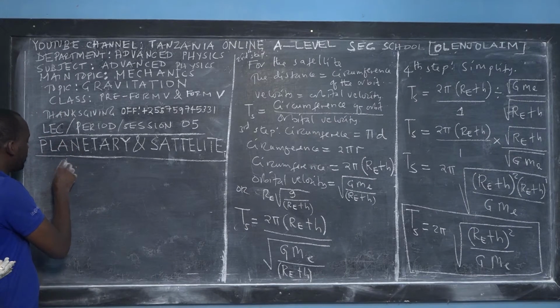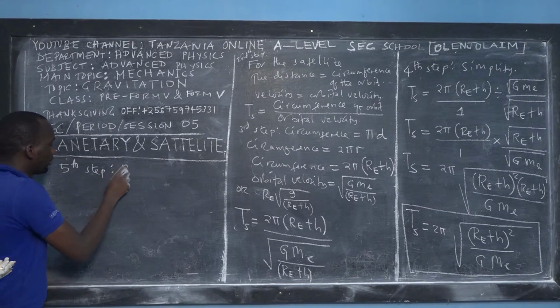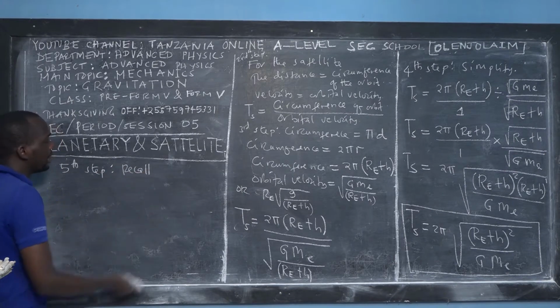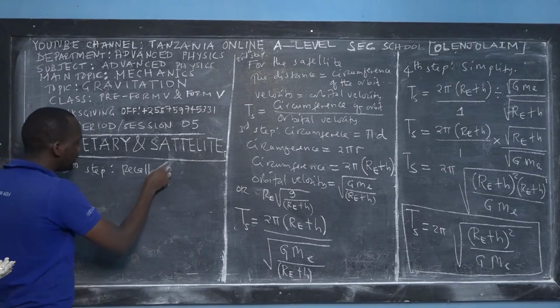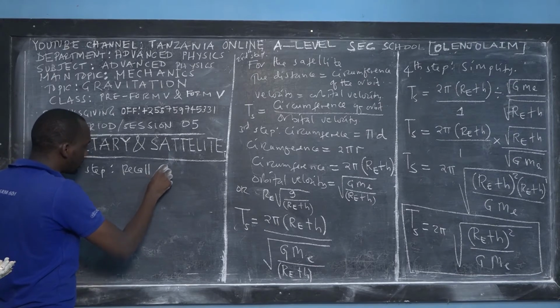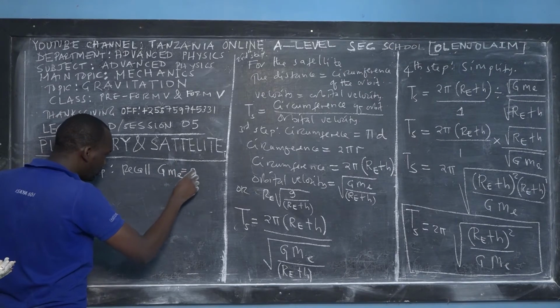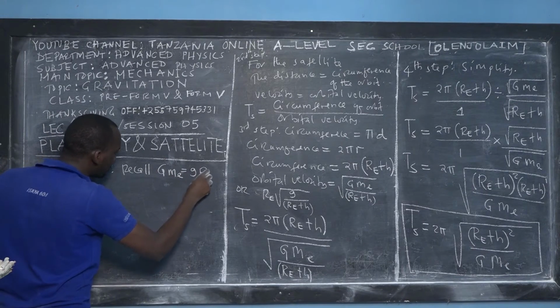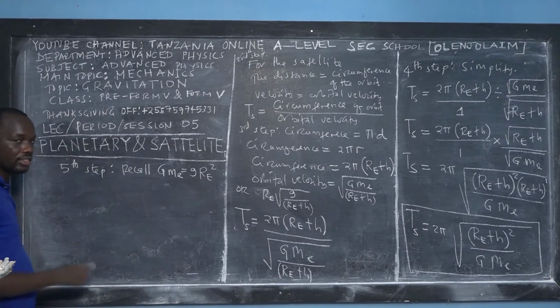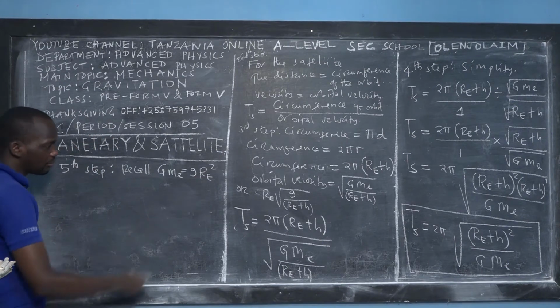that will be the fifth step. The fifth step, we say that we have to recall, I gave it to you before, that the product of universal gravitational constant times mass of the Earth is equal to acceleration due to gravity times radius of the Earth squared. I think you remember that. So we can substitute it there.